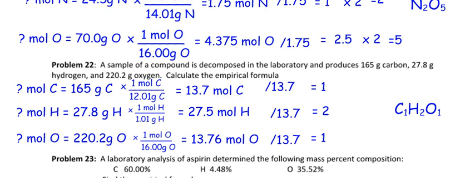So percent to grams, you've got 60 grams of carbon. You have 4.48 grams of hydrogen. You have 35.52 grams of oxygen. Go ahead and complete the same problem again. Pause this, take a few minutes out, and actually do this. Practice will help you here, okay? I mean it. Pause, work on the problem, come back.